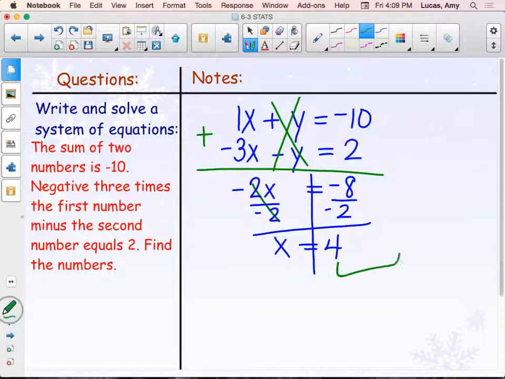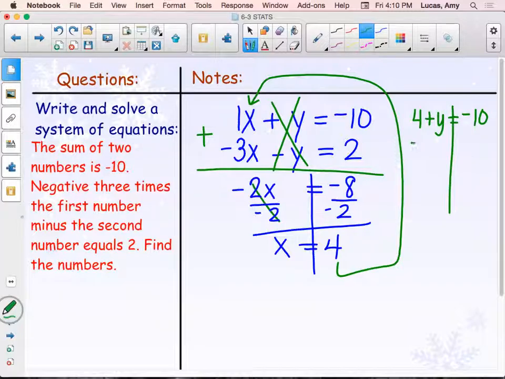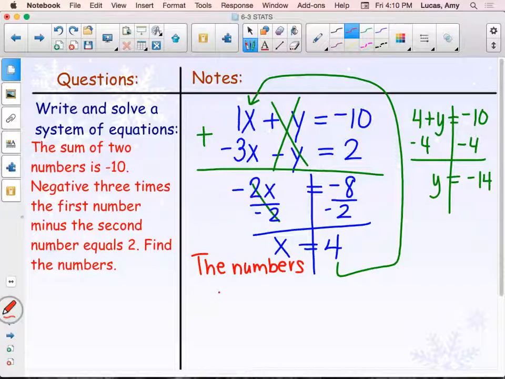Then I go back to my original, put in my 4. So 4 plus y equals negative 10. Subtract 4. And y equals negative 14. So, find the numbers. The numbers are 4 and negative 14.